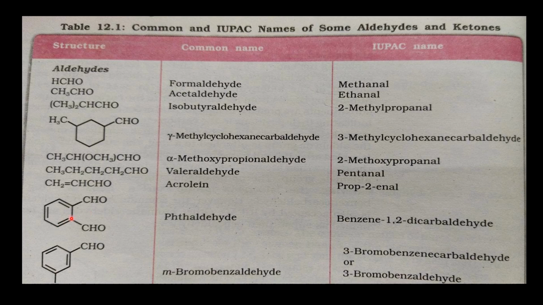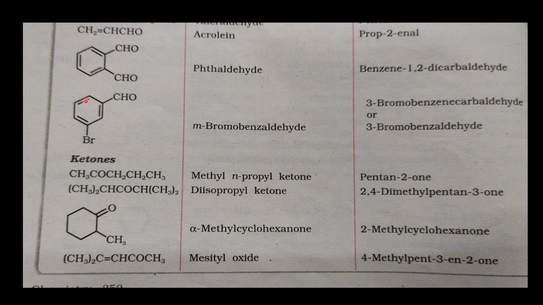Next is benzene with CHO, that is phthaldehyde, which is benzene-1,2-dicarbaldehyde. Next one is benzene with CHO and Br, which is m-bromobenzaldehyde, and its IUPAC name is 3-bromobenzene carbaldehyde or 3-bromobenzaldehyde.